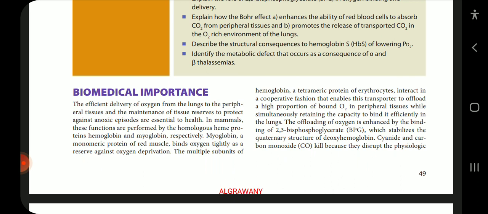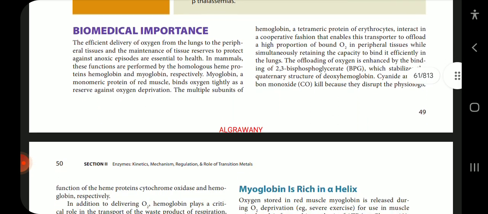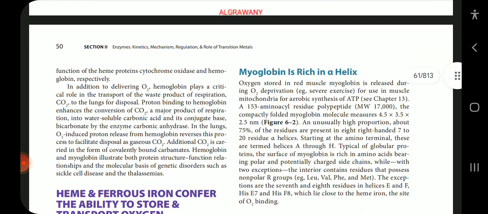The multiple subunits of hemoglobin, a tetrameric protein of erythrocytes, interact in a cooperative fashion that enables this transporter to offload a high proportion of bound O2 in peripheral tissues while simultaneously retaining the capacity to bind it efficiently in the lungs. The offloading of oxygen is enhanced by the binding of 2,3-BPG, which stabilizes the quaternary structure of deoxyhemoglobin. Cyanide and carbon monoxide, CO, kill because they disrupt physiologic function of the heme proteins cytochrome oxidase and hemoglobin, respectively.